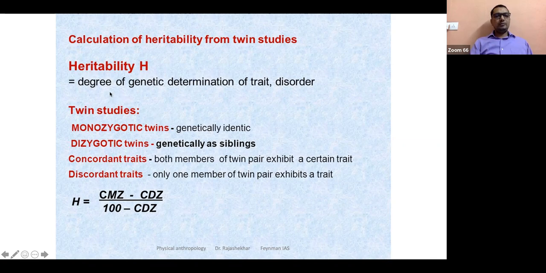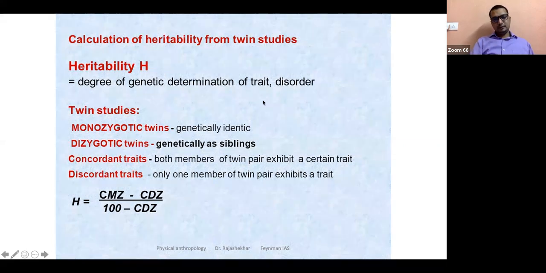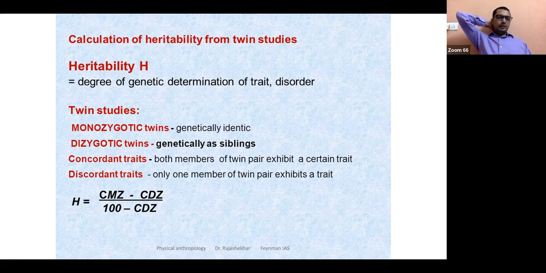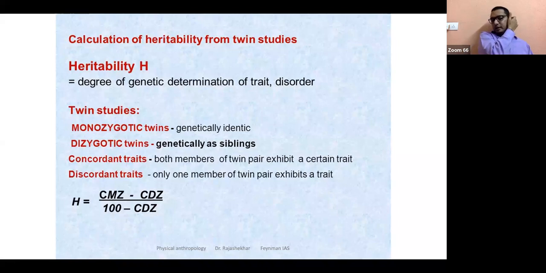So what is heritability? Heritability means degree of genetic determination of a trait. So the role of genes in a given character is called heritability, the heritable component. So how do they calculate this heritability, or degree of genetic determination of a character? H, heritability, equals concordance of monozygotic twins minus concordance of dizygotic twins, divided by 100 minus CDZ. So basically you are matching with the population, the percentage. The difference between concordance value for monozygotic and dizygotic, divided by 100 minus CDZ.